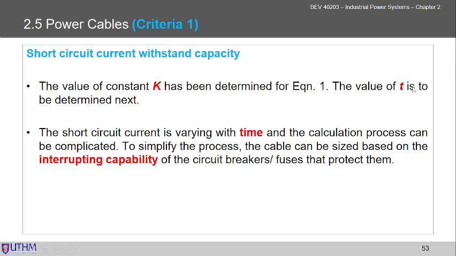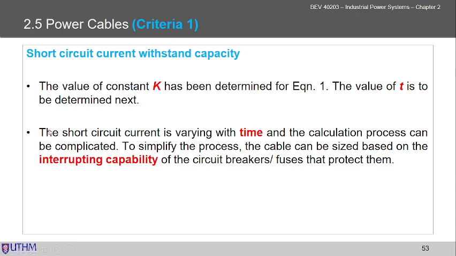Okay, so the value you can use equation 1 to determine, and T is to be determined next. So we need to find the T. The previous one is the standard for the protection, 1 second or 3 seconds. So the actual T, how much the T is, depends much on our protective device. For example, a fuse, or a circuit breaker, when it is switched off. So that is the T. The T we need to calculate properly.